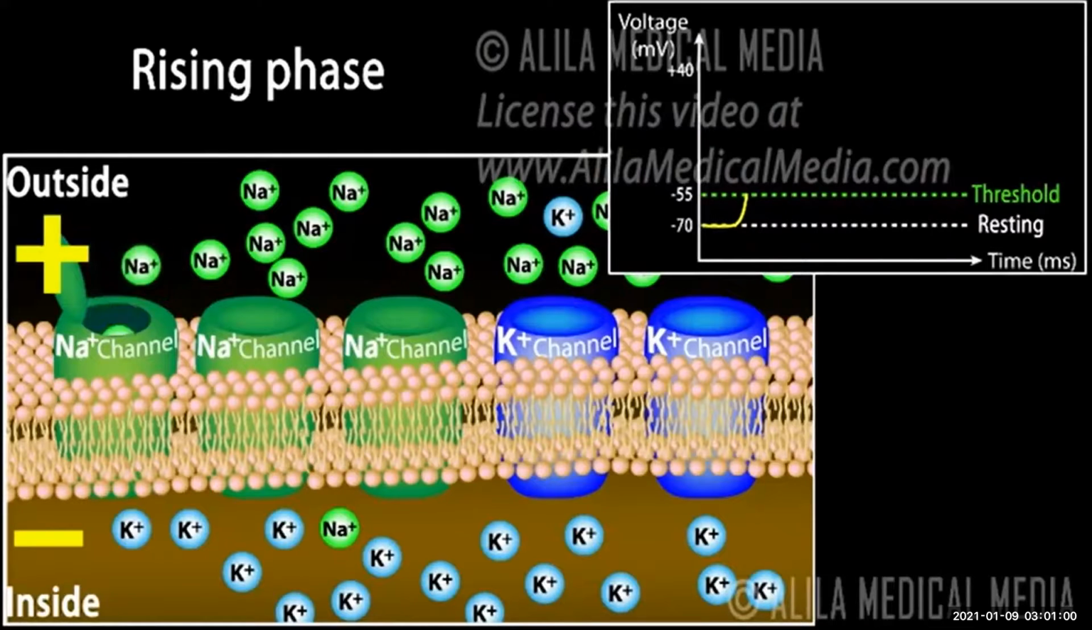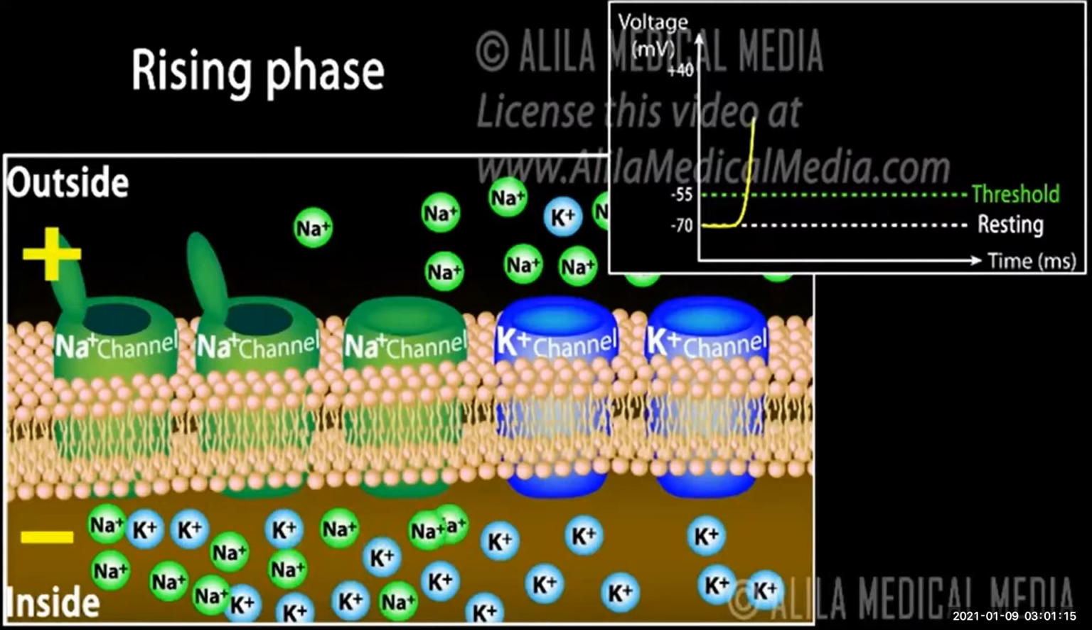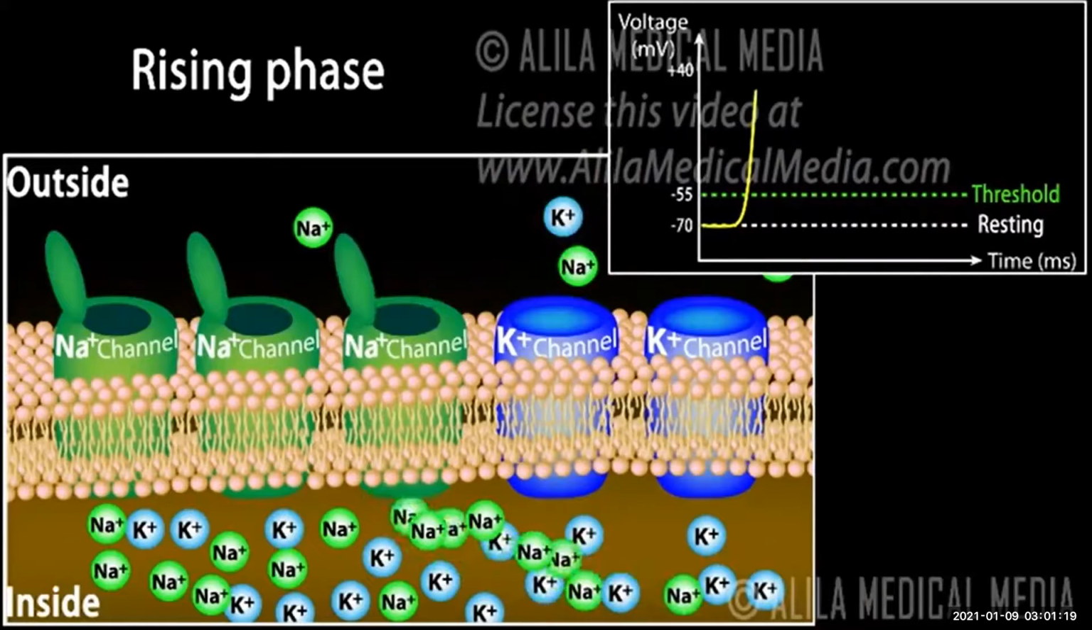As sodium ions rush into the cell, the inside of the cell becomes more positive, and this further depolarizes the cell membrane. The increasing voltage in turn causes even more sodium channels to open. This positive feedback continues until all the sodium channels are open and corresponds to the rising phase of the action potential. Note that the polarity across the cell membrane is now reversed.